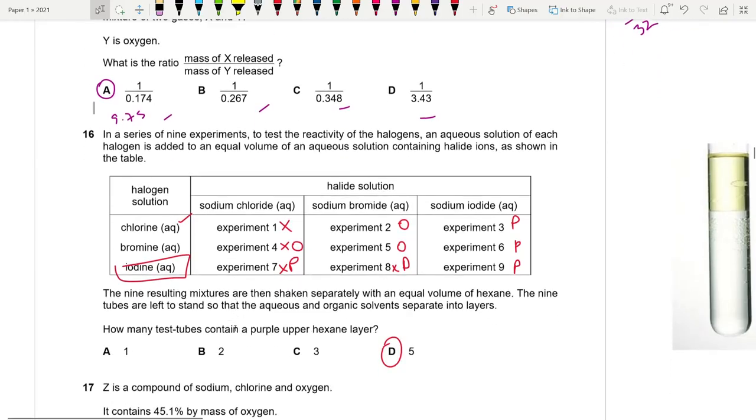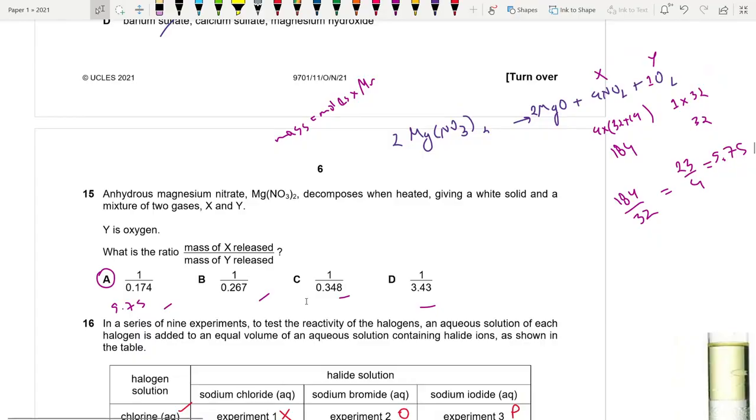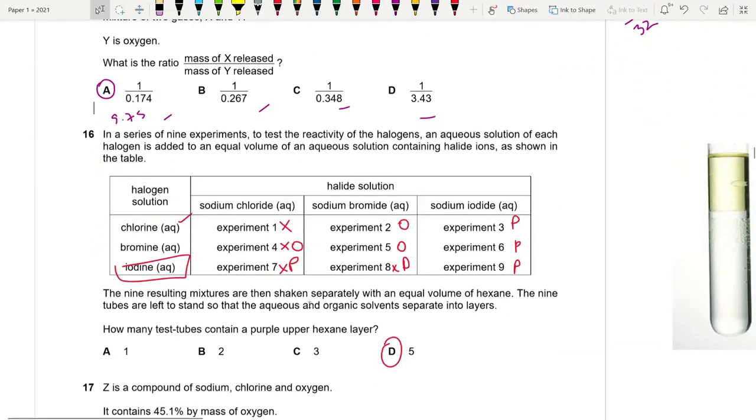Now moving on to 16. So they basically try to trick you, okay, in 15 by giving these weird values, but you just need to check. In a series of 9 experiments to test the reactivity of the halogens, an aqueous solution of each halogen is added to an equal volume of an aqueous solution containing halide ions. Okay, guys, so as a halogen, you can only oxidize those halides that are below you, not above you. So you guys know the series, right? Fluorine, chlorine, bromine, iodine.